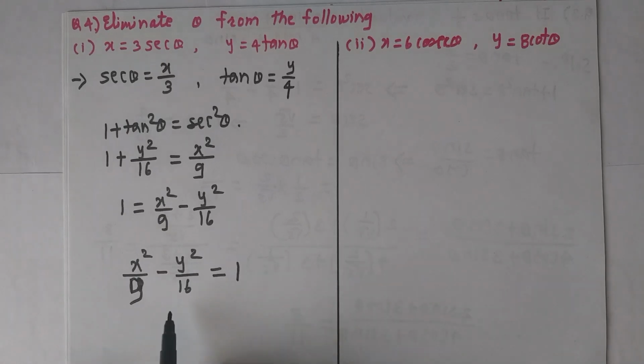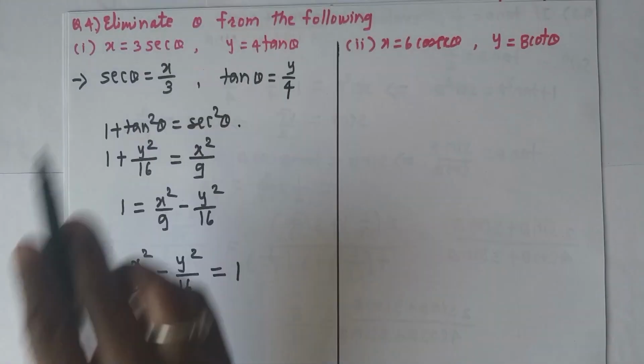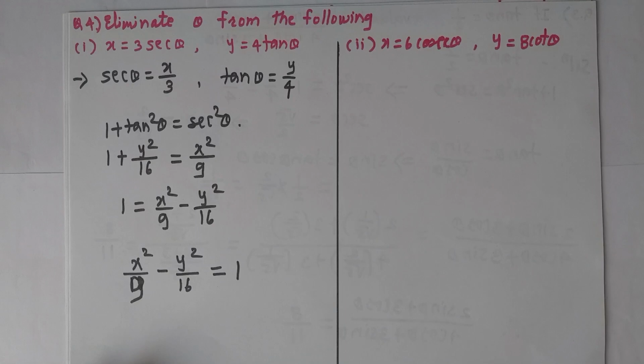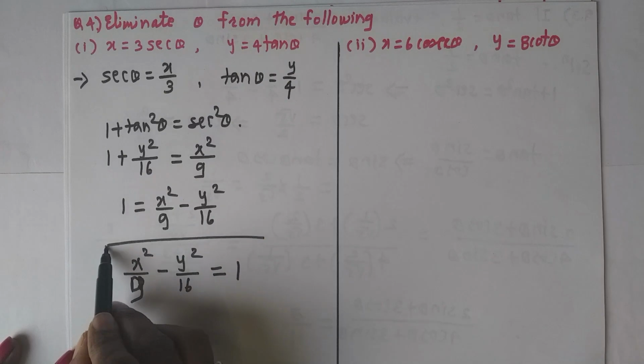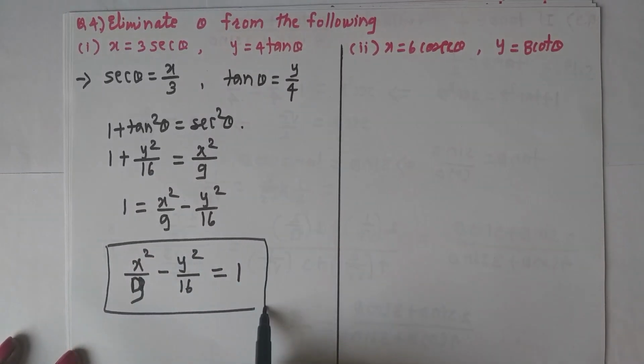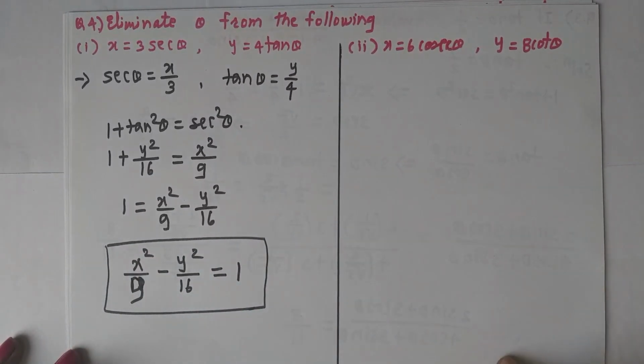Okay. Now see this equation. This equation does not contain theta. Means we have eliminated theta from the given equation. If in the given equation there is theta, we have to only just rearrange or reform the equations or derive the equation such that that does not contain theta. See the solution. This equation does not contain theta, means we have eliminated theta.